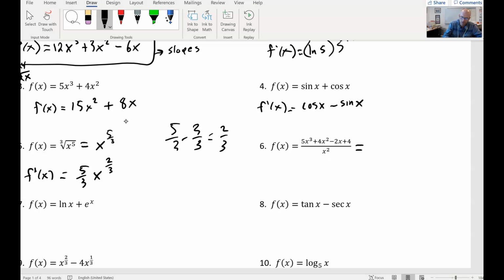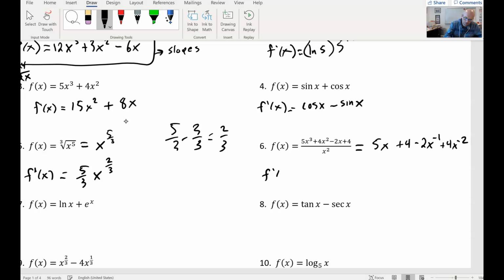So what I'm going to do, again, I write a little equal sign here because I'm not taking the derivative. I'm using some algebra to rewrite this. So 5x cubed divided by x squared would just be 5x. 4x squared divided by x squared would just be 4. Negative 2x divided by x squared would be negative 2x to the negative 1. And 4 divided by x squared would be 4x to the negative 2. Isn't that fun? So now this is the exact same thing as that. There's no difference. It's algebraically equivalent.